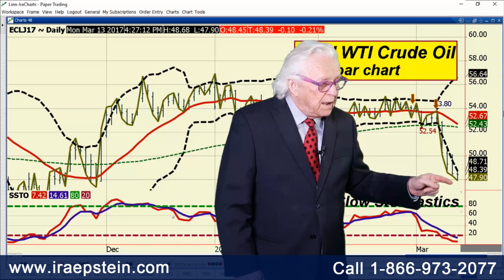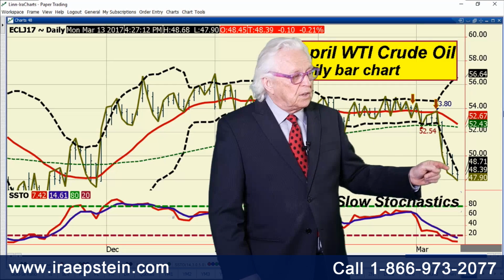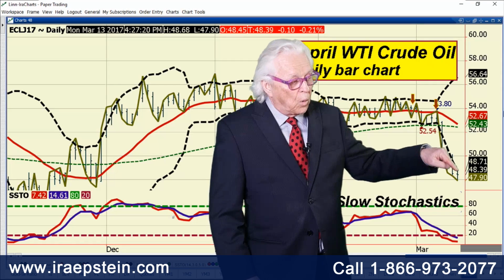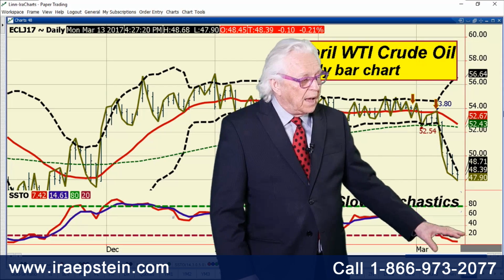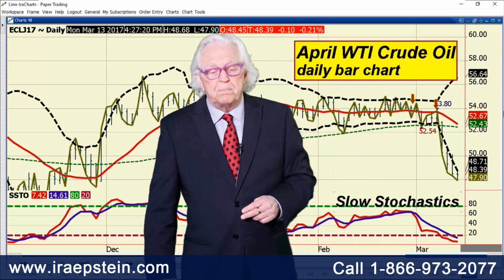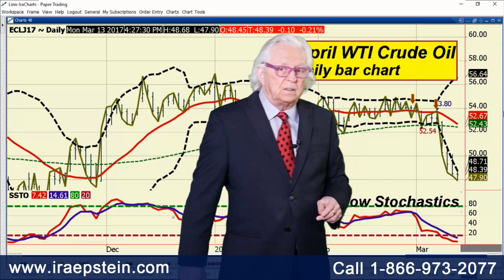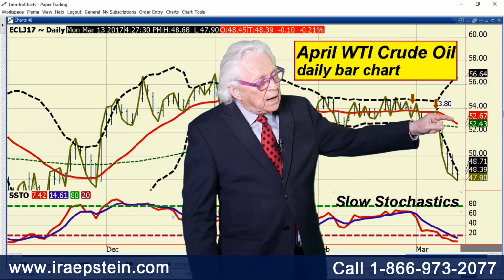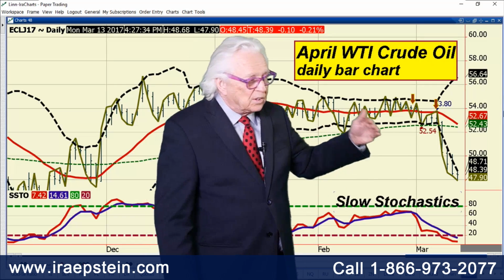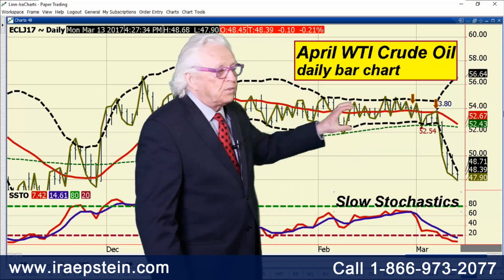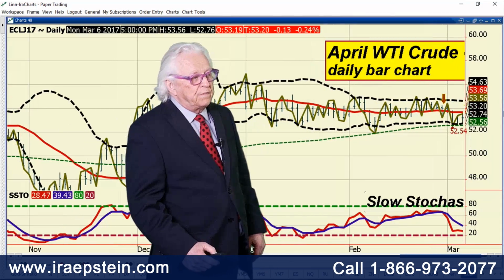Therefore, the odds favor an attempt at a rally tomorrow to get back over the lower Bollinger Band just to the right-hand side of it and see if it can stop the embedding. If it can't, these rallies are going to get sold. And there's something else on the chart you've got to look at. Look at how the 18-day average is getting ready to cross under the 100. That's another bearish factor.